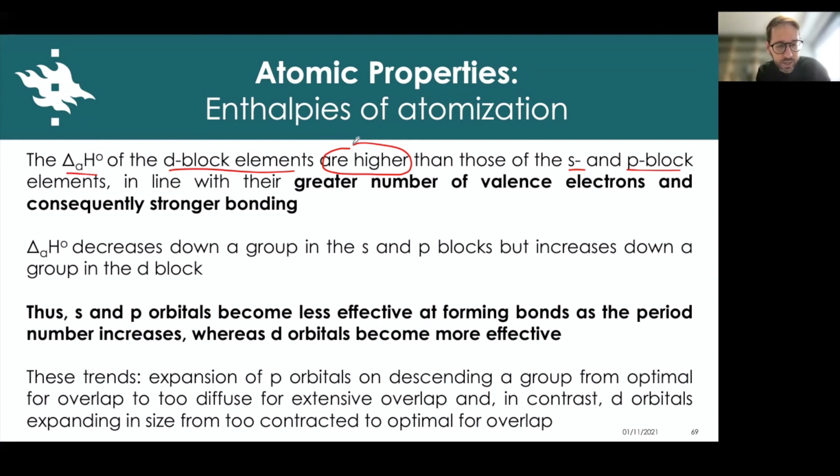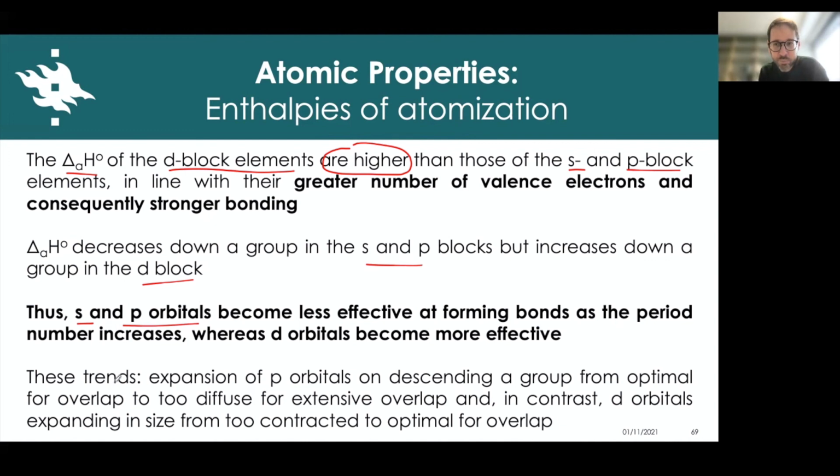The enthalpy of atomization in the S and P blocks decreases down a group, as I mentioned, as sizes increase. But in the D block, the enthalpy of atomization actually increases when we go down a group, also because of stronger bonding in these D block elements. Therefore, S and P orbitals become less effective at forming bonds as the period number increases, or as we go down a group, while the D orbitals become more effective at forming bonds as we go down a group.